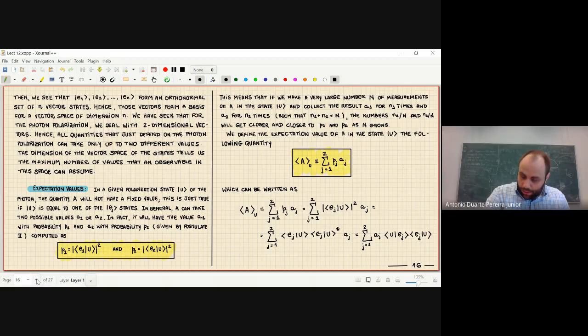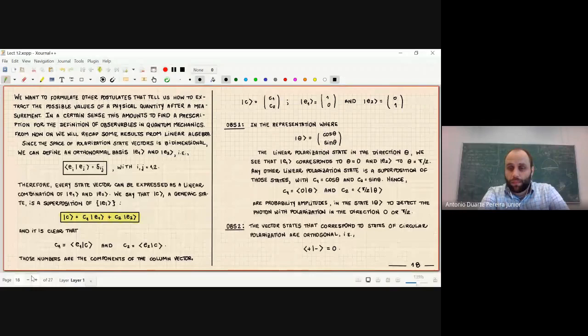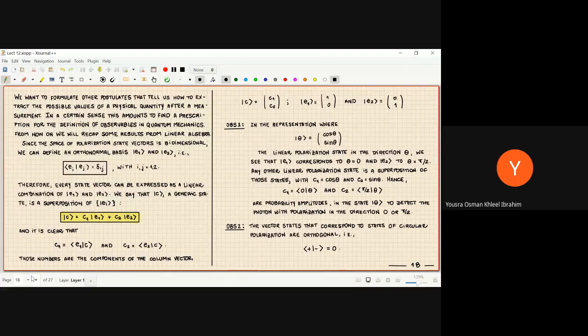Okay. Slide 18, yes? For, you say C1 is cosine theta and C2 is sine theta. I don't understand why we use theta here, and how we equate it to C1 and C2.